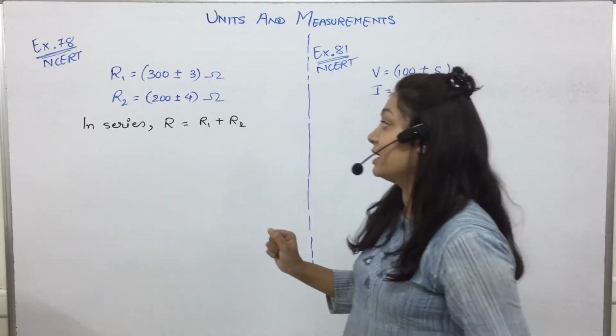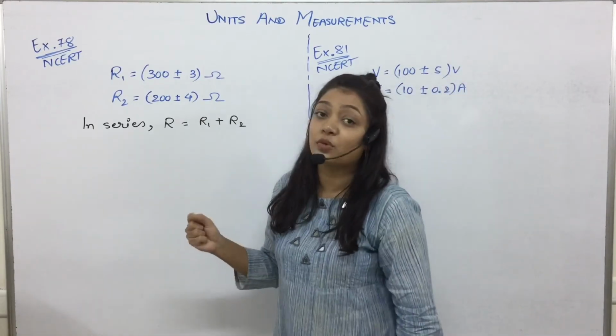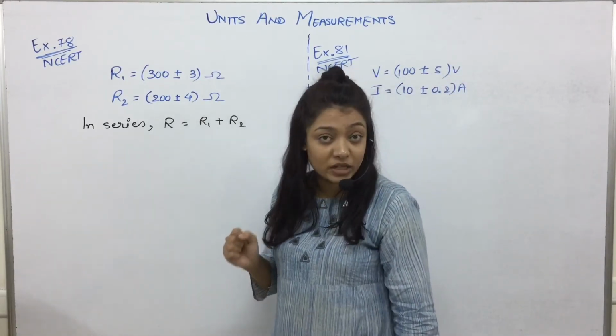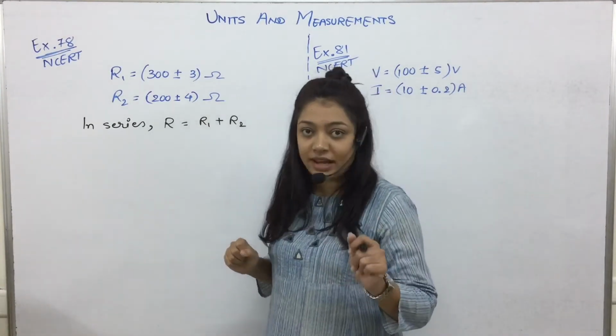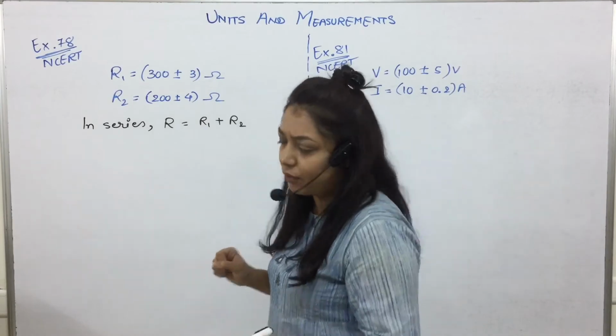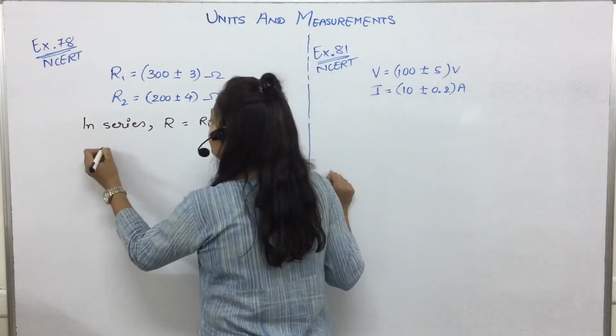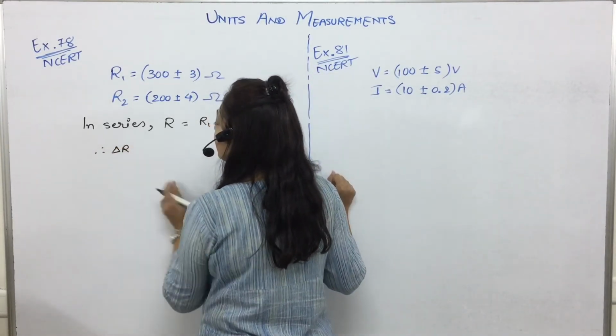Now if you can see, this is relatable to which one? The addition, summation wala combination of error. How? X is equal to A plus B. Yes or no? X is equal to A plus B. This is something that we have already done. So we can write down delta R.